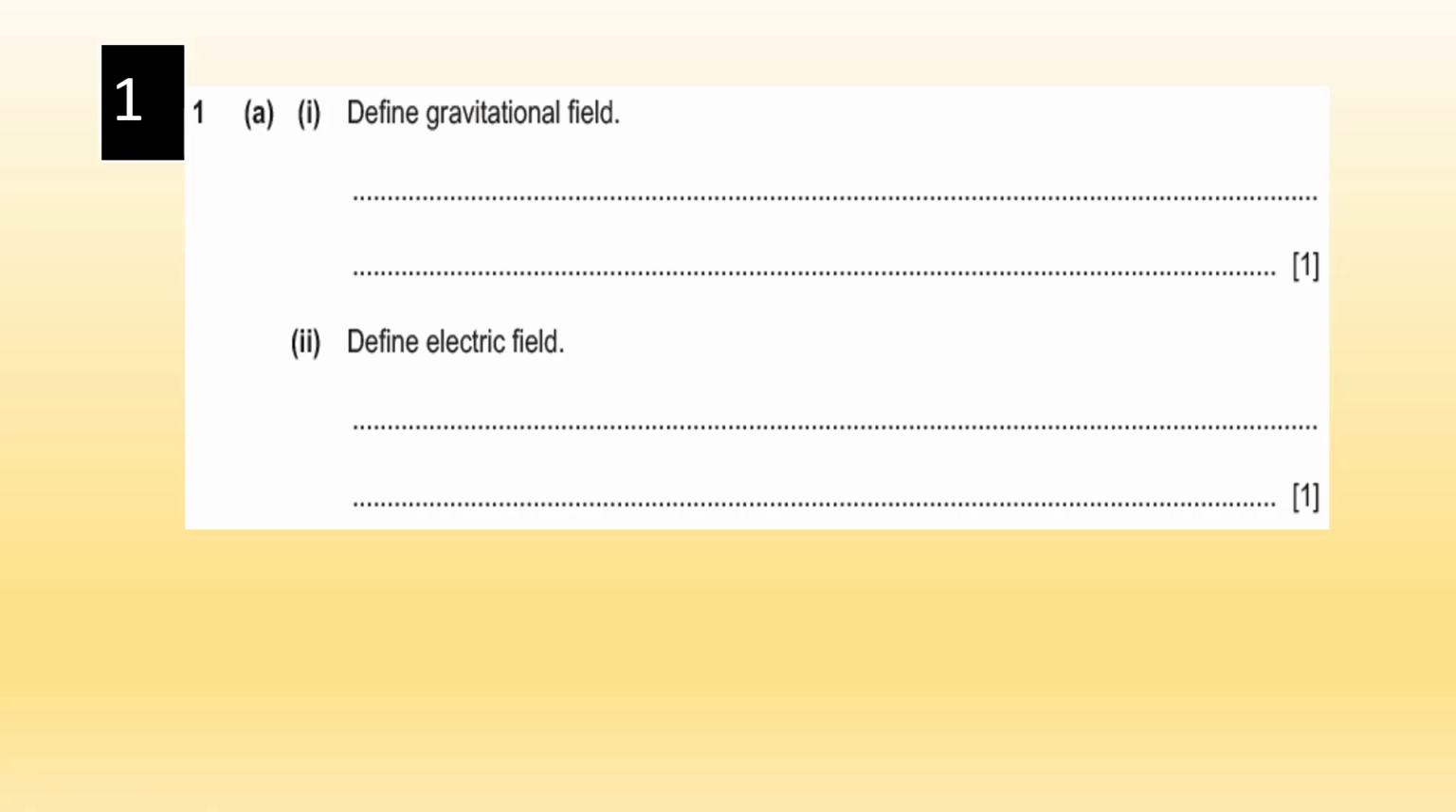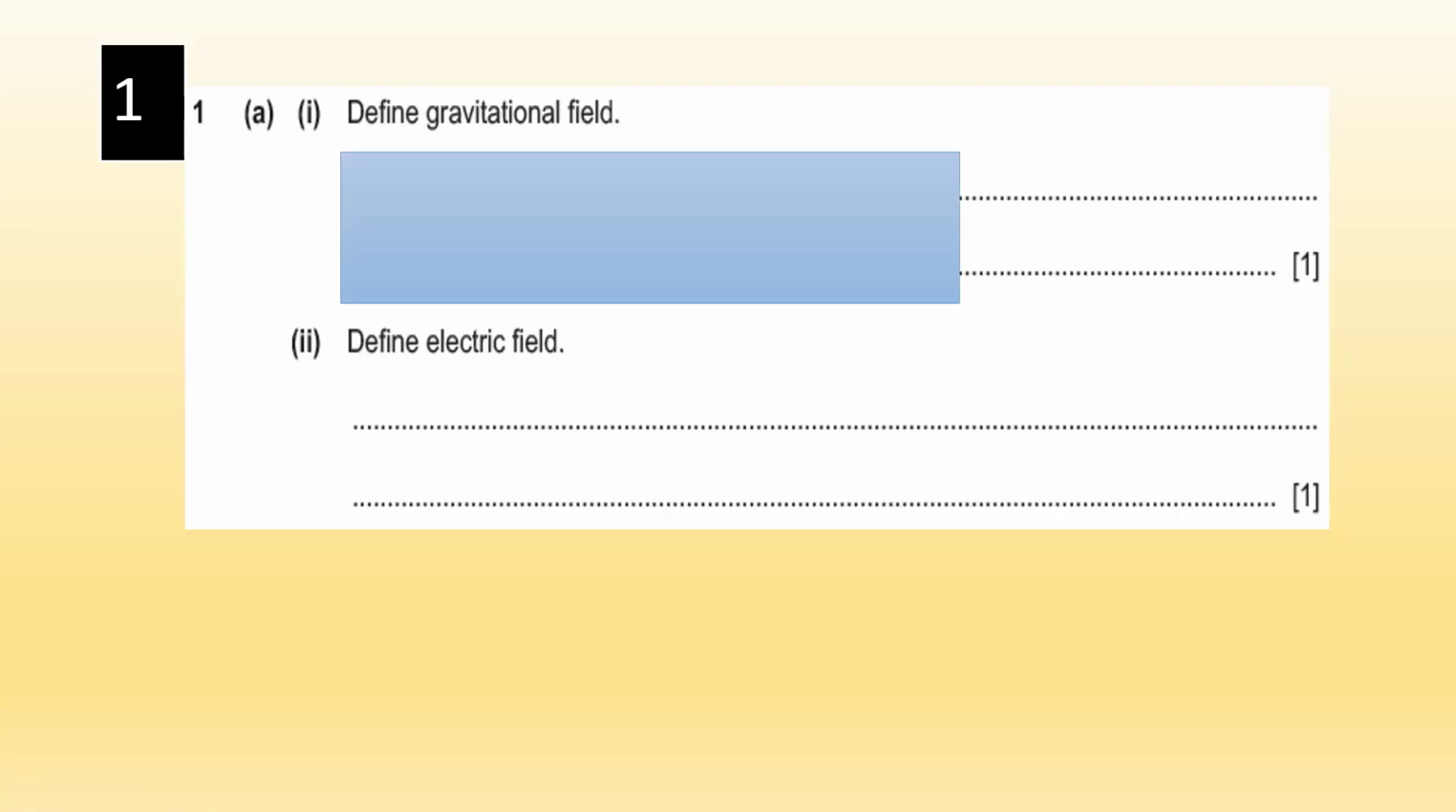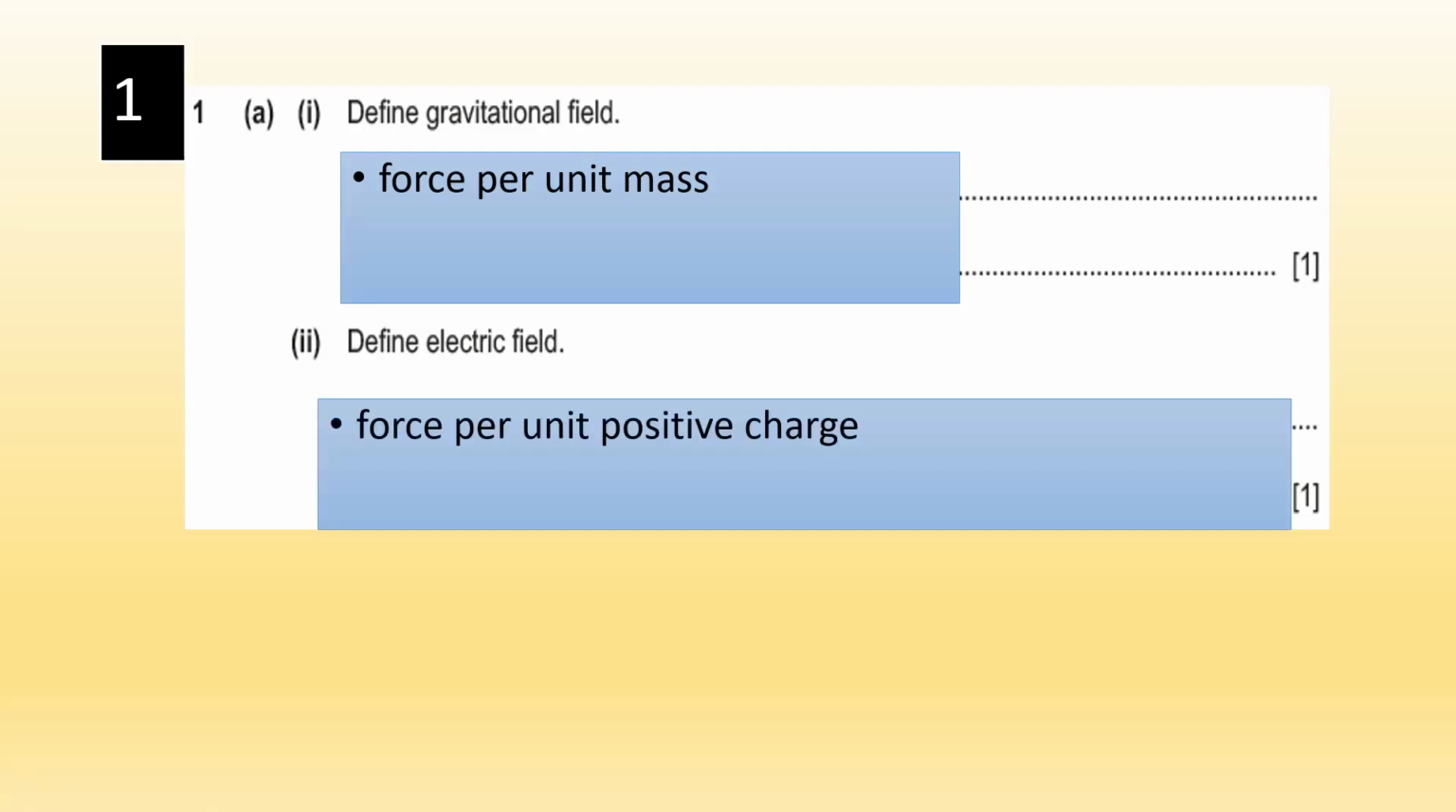Define gravitational field: the direction of force acting on a mass, force per unit mass. Define electric field: force per unit charge, force per unit positive charge.